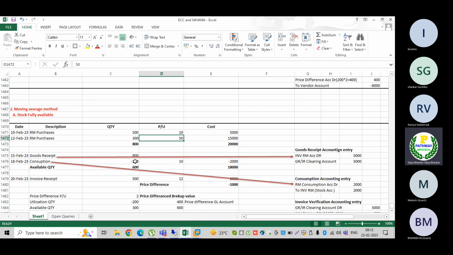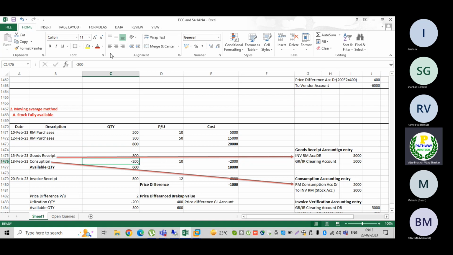Let us assume from this one here is the consumption. So now here what will happen. The total quantity which I am having is 800 kgs. Then the consumption that has happened is 200, let us assume. For this 200 kgs, what is the average price?